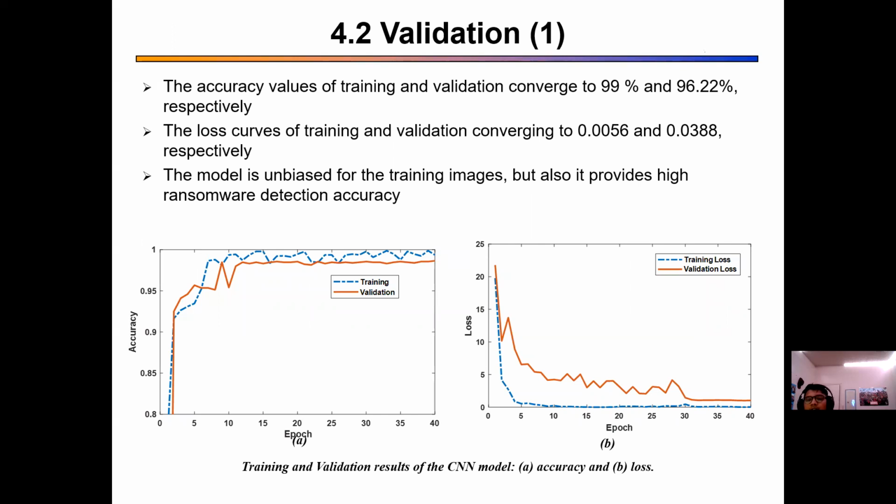The figure depicts the accuracy results of the training and experiments of the CNN-based detection models for 40 epochs. The accuracy values of training and validation converge to 99% and 96.22% respectively. The difference between these two accuracies is negligible. The loss curves of the training and validation converge to 0.0056 and 0.0388 respectively. This shows that the proposed method is unbiased for the training images, and it also provides high ransomware detection accuracy. These results show that the proposed CNN-based detection method is accurate and suitable for ransomware file detection.